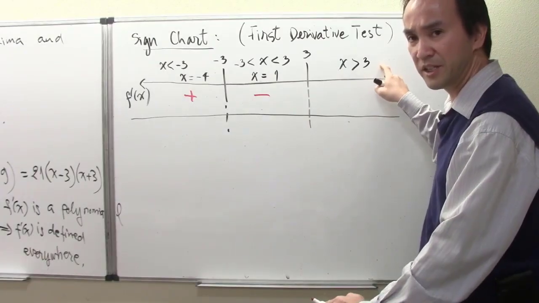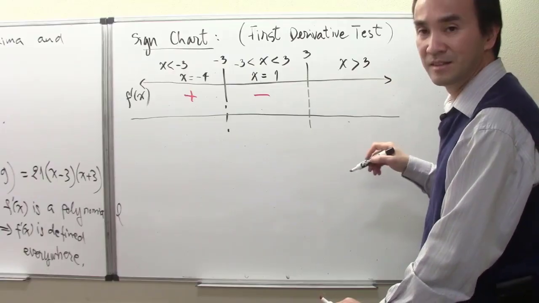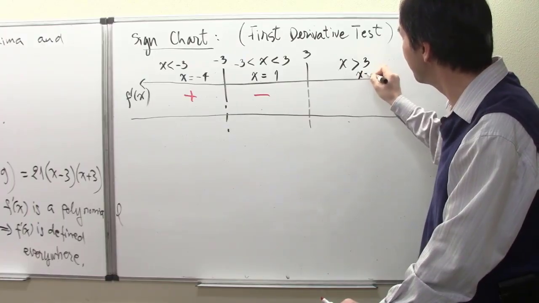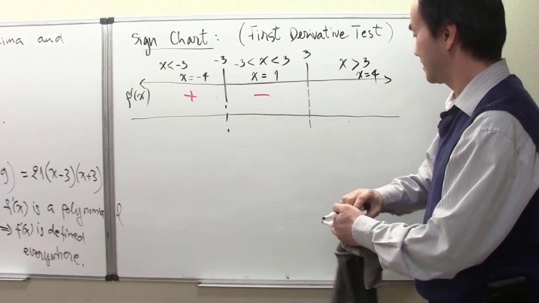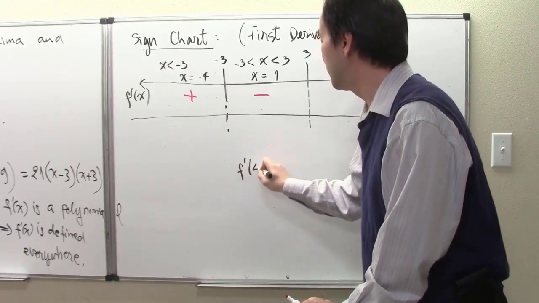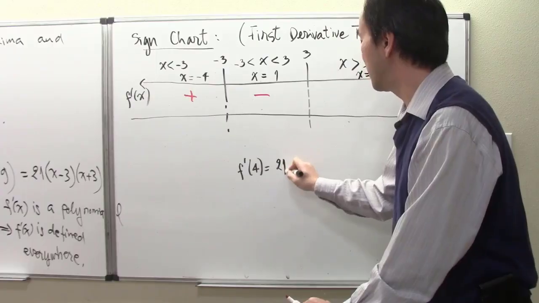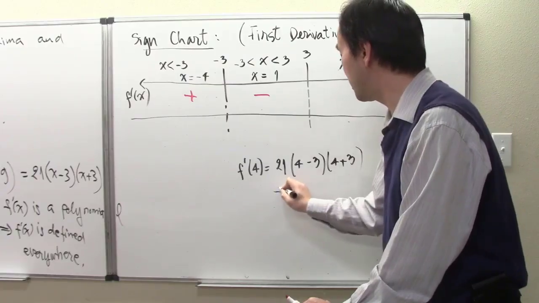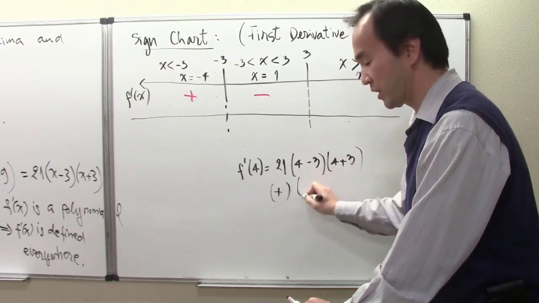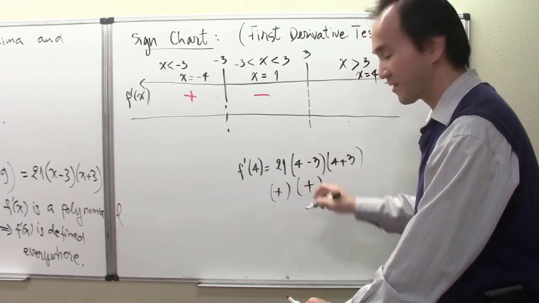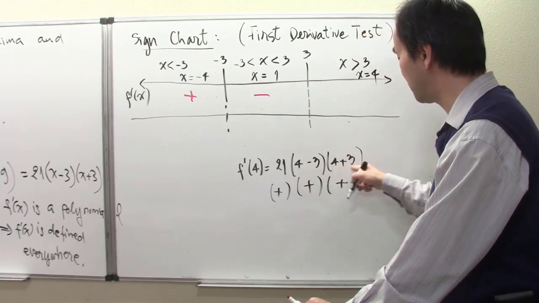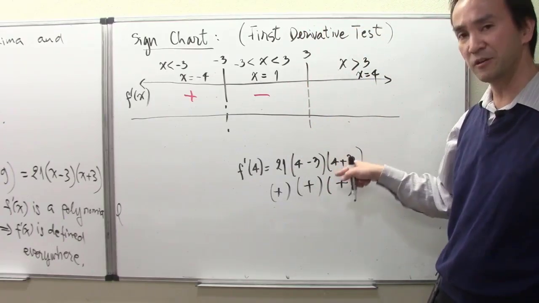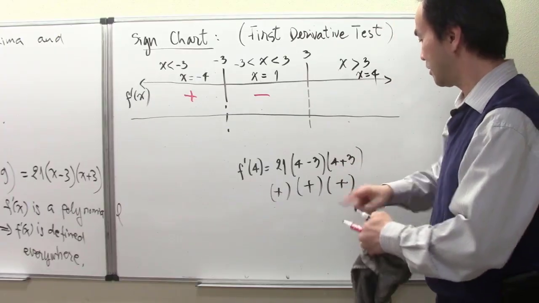Now the last one. Would anyone like to pick a test point for me on that interval? 4. Right, 4 is perfectly good. So we go f prime of 4. That gives me 21 as a factor, times 4 minus 3, times 4 plus 3. This time it's a positive sign for the 21, in product with a positive sign for the 4 minus 3, and another positive sign for the 4 plus 3. So once again, being able to factor your derivative is a good skill for this kind of problem. It's positive, all multiplied together.